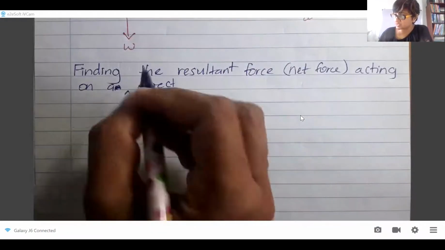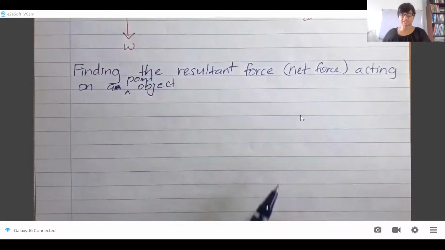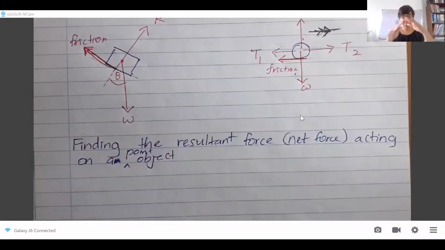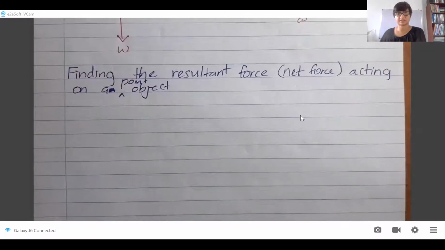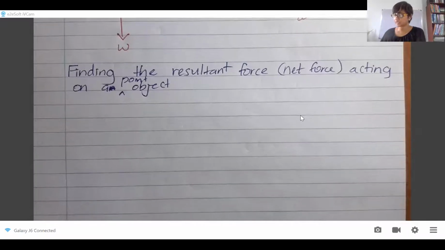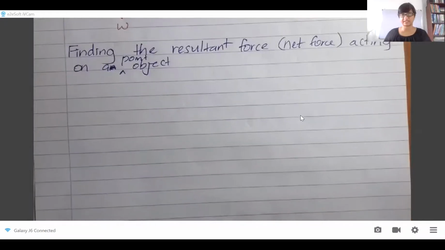Now you saw that these objects had some dimension, right? It has a length, width, it has a size. But when we mark forces acting on an object, we think of the object as a point, so that all the forces are passing through that point. Otherwise, you can't find the resultant on a point object. So let's consider some different cases.